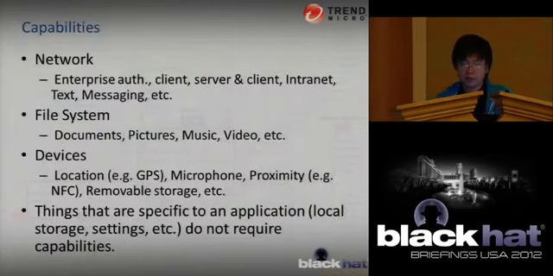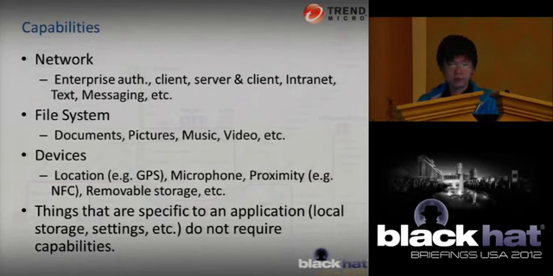The capability includes 3 types of resource: network, file system, and device. A network includes whether you want the app to be a client application, or a server application, or some internet capability. You want to connect to internet or intranet only, like this setting.